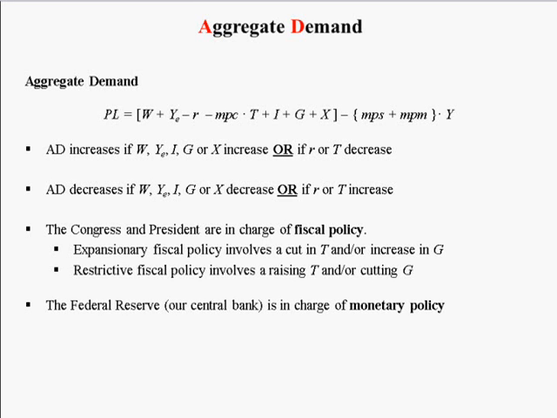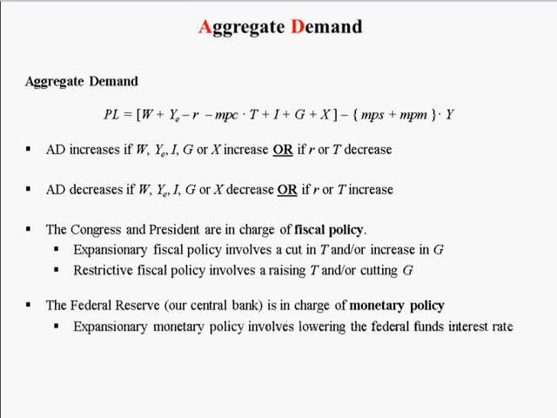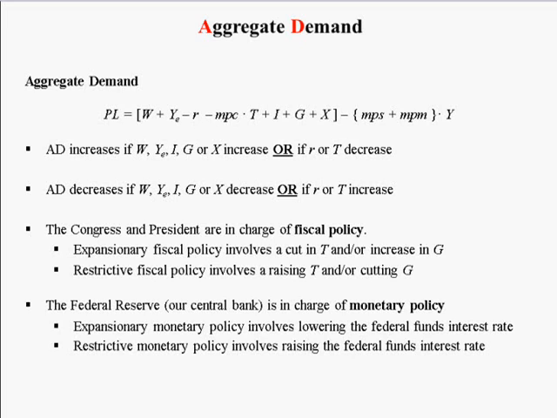The Federal Reserve, our central bank, is in charge of monetary policy. Expansionary monetary policy involves lowering the federal funds interest rate, which would lower R and raise I. Well, at least that's what the Fed is hoping. They're hoping that lowering the federal funds rate lowers the real rate of interest too.